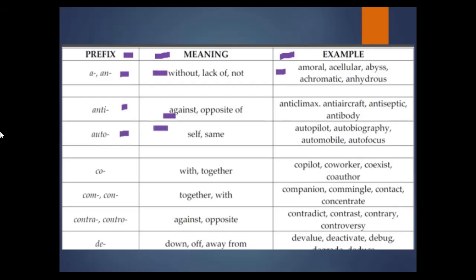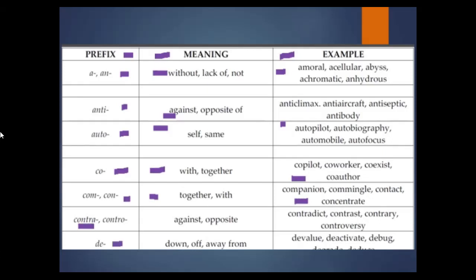Then auto- means self or same. You can find it in autopilot, autobiography, automobile, autofocus. Then we have co-, which means with or together, and can be found in words like co-pilot, co-worker, coexist, co-author. Then we have com- and con-, meaning together and with. You can find it in companion, commingle, contact, concentrate. Then you have contra- or contro-, they mean against, opposite: contradict, contrast, contrary, controversy.